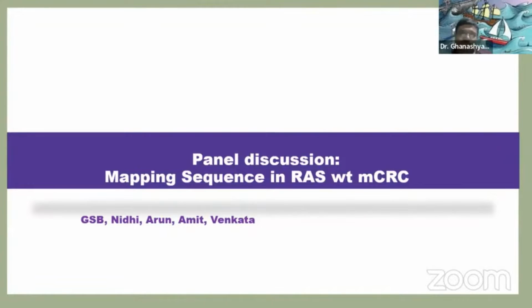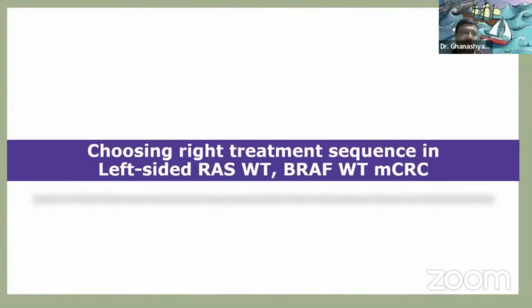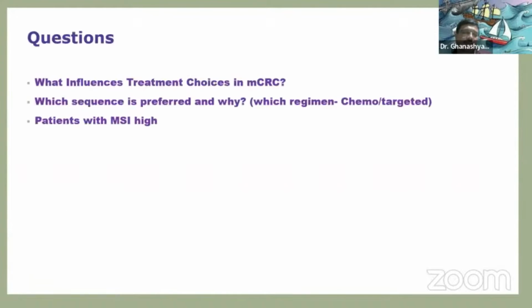So basically, can we move on to the second? Welcome all the panelists. The idea is to choose the right treatment sequence in left-sided RAS wild and BRAF wild type metastatic CRC. Most of the time when we discuss this, these are cases not considered resectable tumors. We will try to discuss 2 or 3 important questions, and since we are 4 panelists, we will take their opinion. Can I have the next slide, please?